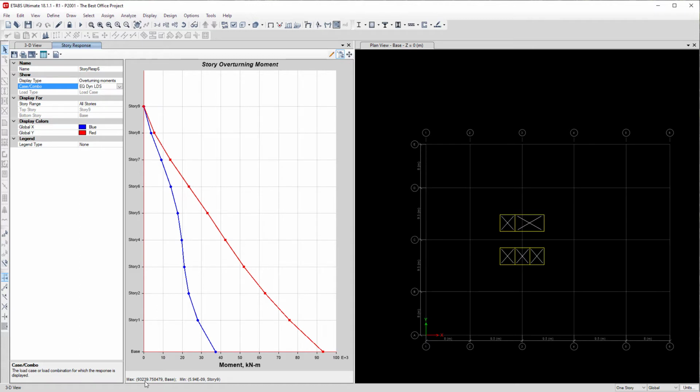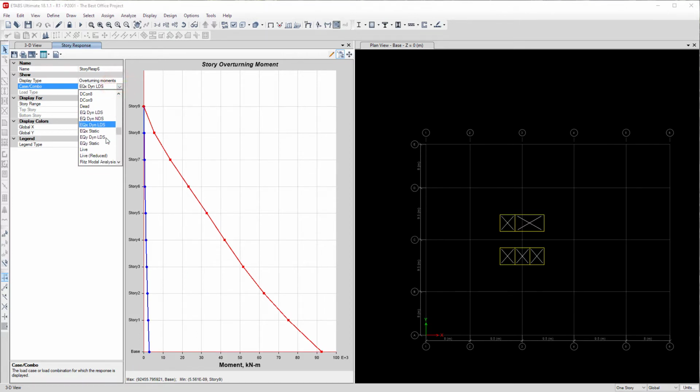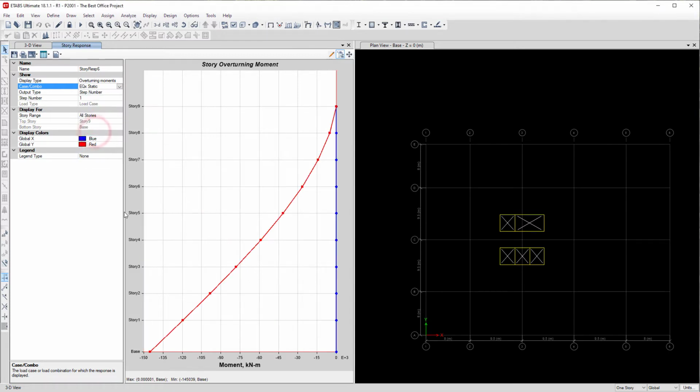93,300 overturning moment. If we compare that with the static load case that we were looking at earlier, again for the limited ductile, we're getting 100. Sorry, this is the dynamic load case still. The static, which was this one, we're getting 145. And with the dynamic, we're getting only 90.